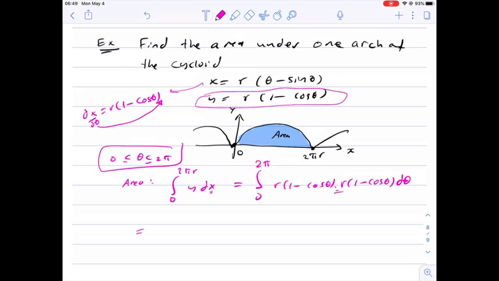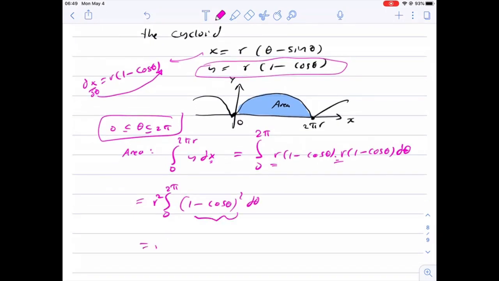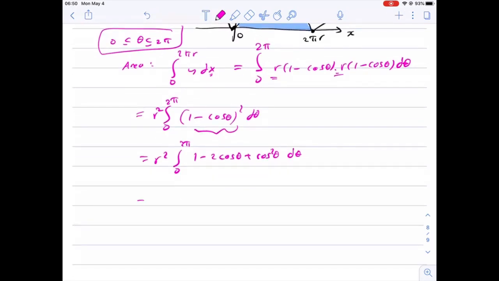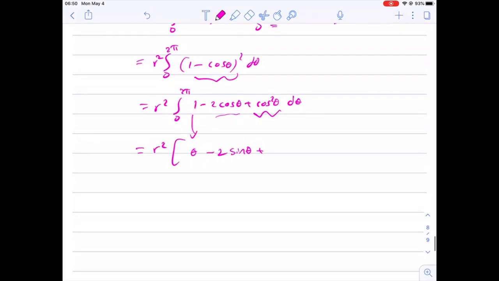Now we find this integral. So this is r times r, which is r squared. We can pull it out of the integral because it's constant. 1 minus cosine theta all squared d theta, and then we expand this. We get r squared times the integral from 0 to 2 pi of 1 minus 2 cosine theta plus cosine squared theta d theta. Now we find this integral. So r squared times, what is the integral of 1 with respect to theta? It's just theta. Now what is the integral of 2 cosine? It's 2 times, what's the integral of cosine? It's sine theta. Plus, what is the integral of cosine squared?